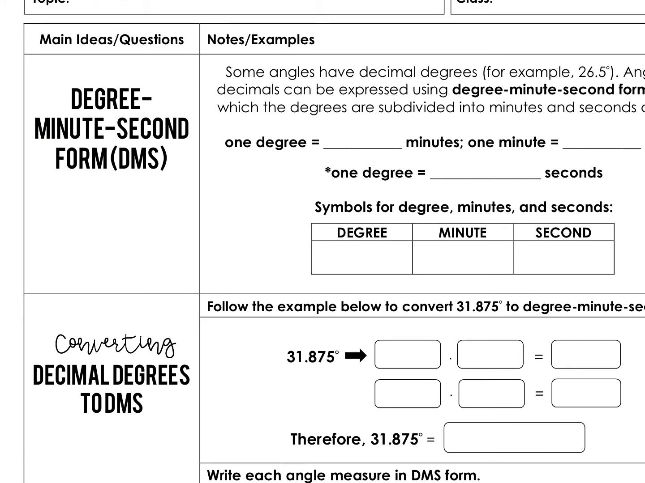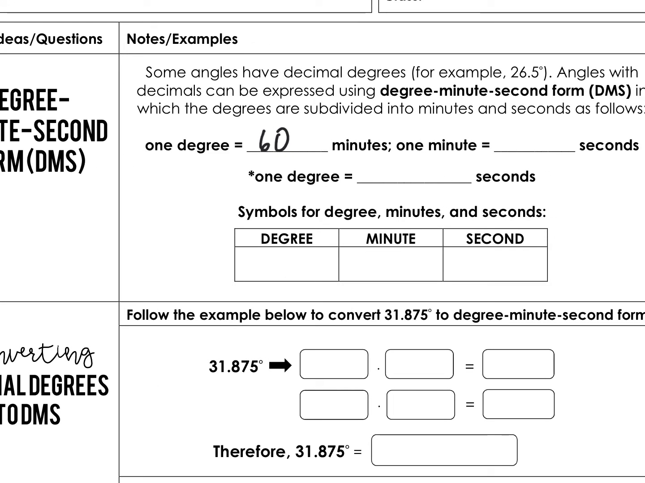Now, that's pretty much the whole lesson. 1 degree is 60 minutes, and 1 minute is equal to 60 seconds. 1 degree is 6 times 6 plus 2 zeros, 3,600 seconds. Symbols: degree, a little tick mark for minutes, and 2 tick marks for seconds.